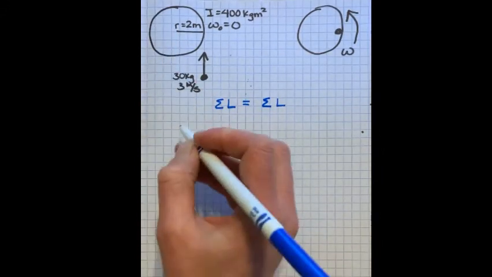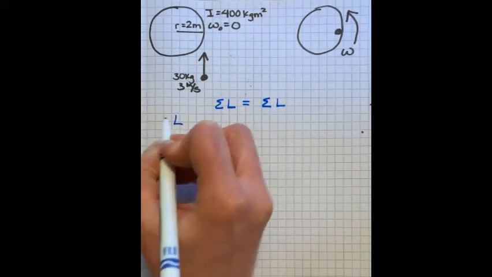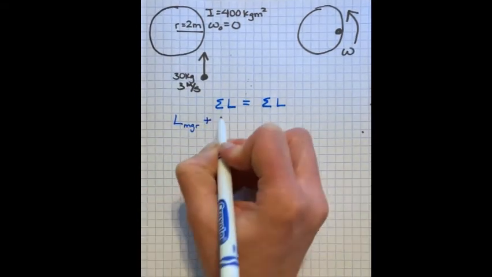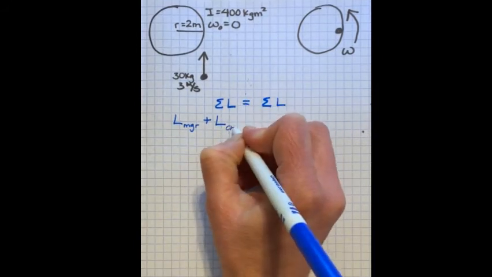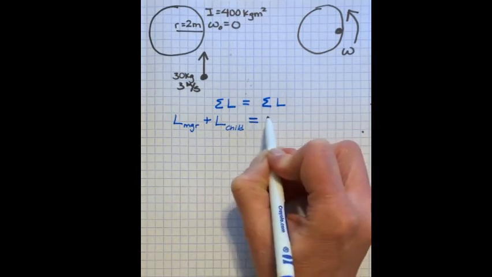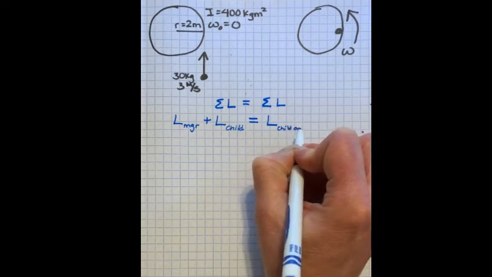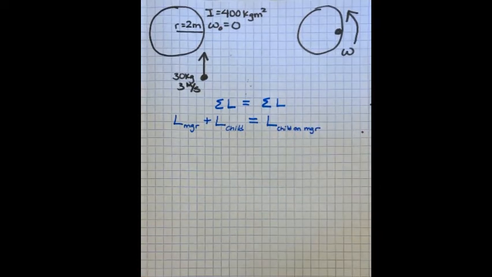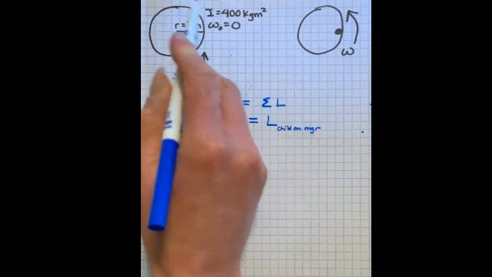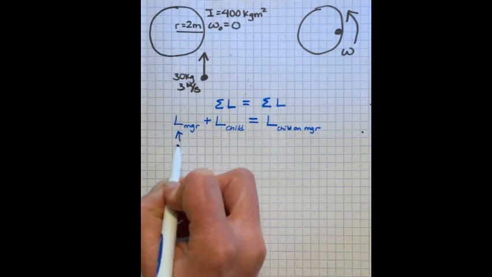Before the child jumps on the merry-go-round, we have two separate objects. So we will have to find the angular momentum of the merry-go-round, call that MGR, and we will have to find the angular momentum of the child. Those two added together will be equal to the angular momentum of the child on the merry-go-round. So let's look at each of those separately. The initial momentum of the merry-go-round is easy because it's not moving. It has an initial speed of 0, so this is going to be equal to 0.